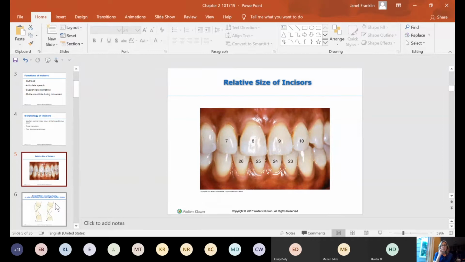Your lateral incisor on the upper right is tooth number 7. Central incisor on the upper right is tooth number 8. Central incisor on the upper left is tooth number 9. And lateral incisor on the upper left is tooth number 10. Then you drop down to the mandibular. The mandibular left lateral incisor is tooth number 23. Your mandibular left central incisor is tooth number 24. Mandibular right central incisor, tooth number 25. And mandibular right lateral incisor, tooth number 26.